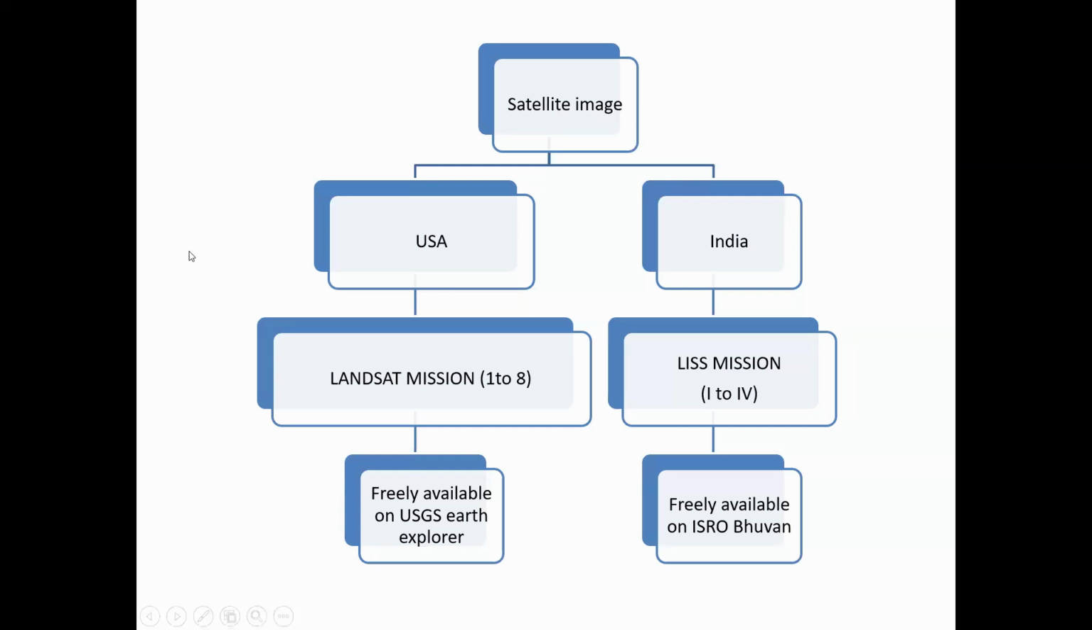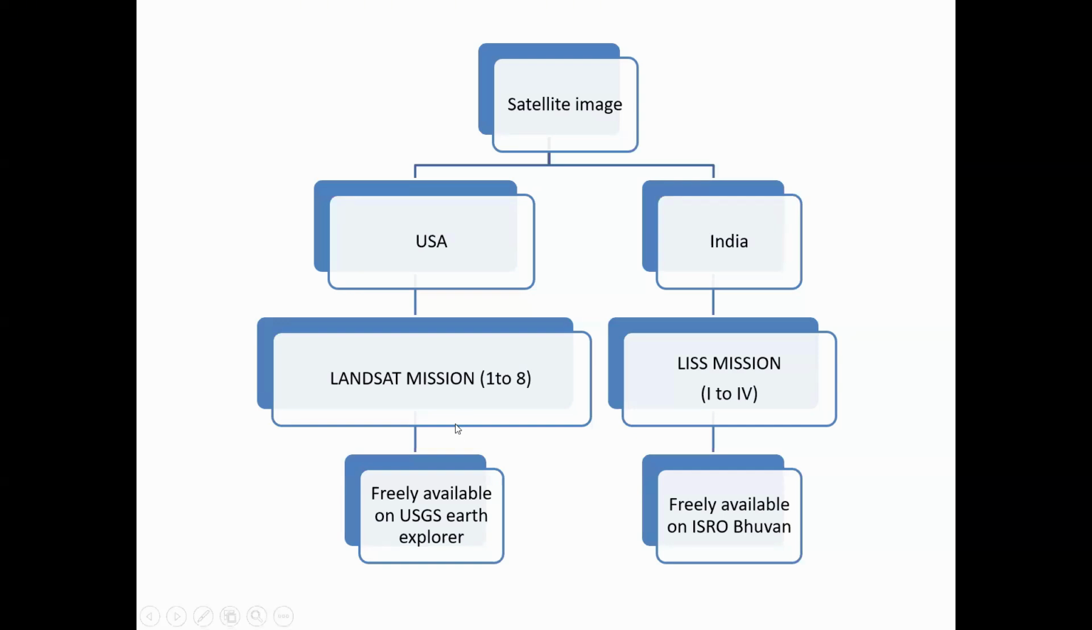So in USA, we have the Landsat satellite images. Landsat satellite images have been collected by NASA, provided by the USGS Earth Explorer, and are freely available. Landsat has a total of 9 missions. Here 8 is written, but till date 9 missions are available, 1 to 9. Landsat 6 data is not available because its launch was a failure.